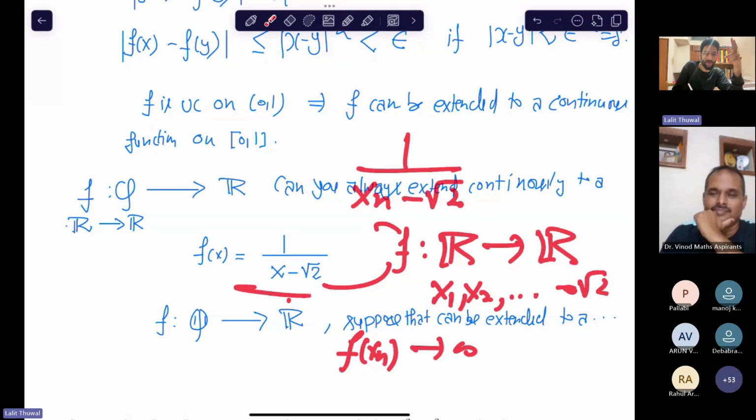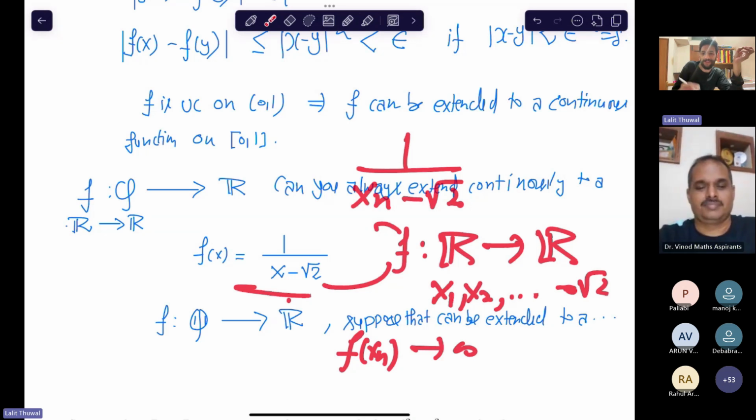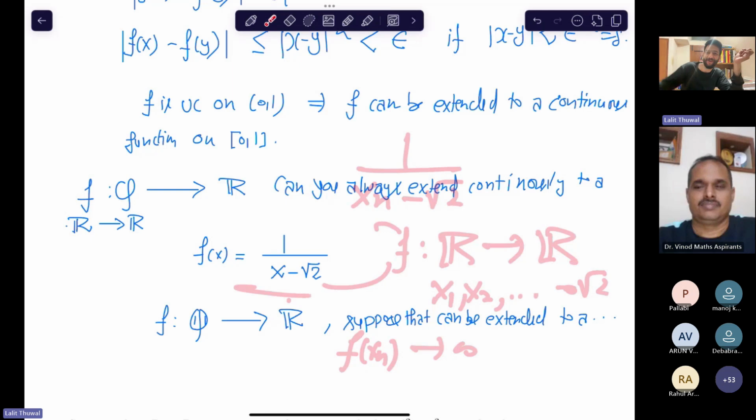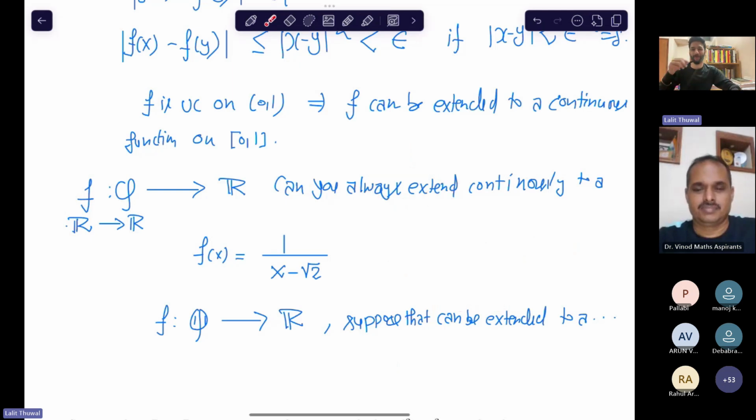Some of you told your answer, right? Now think about uniform continuity. Can a uniformly continuous function be extended? You may think at home, students. This function is not uniformly continuous. Suppose you have a uniformly continuous function, then can you extend it? Try to think about that. Any other questions among these questions?